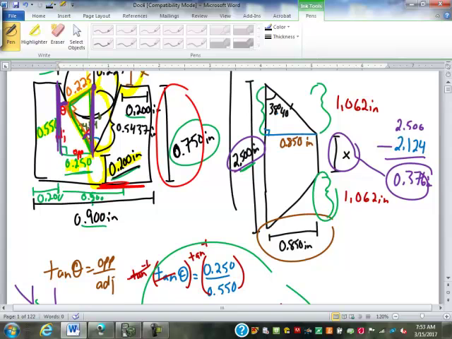What do you think on these? I mean, the tough part really is finding those right triangles and picking them out.